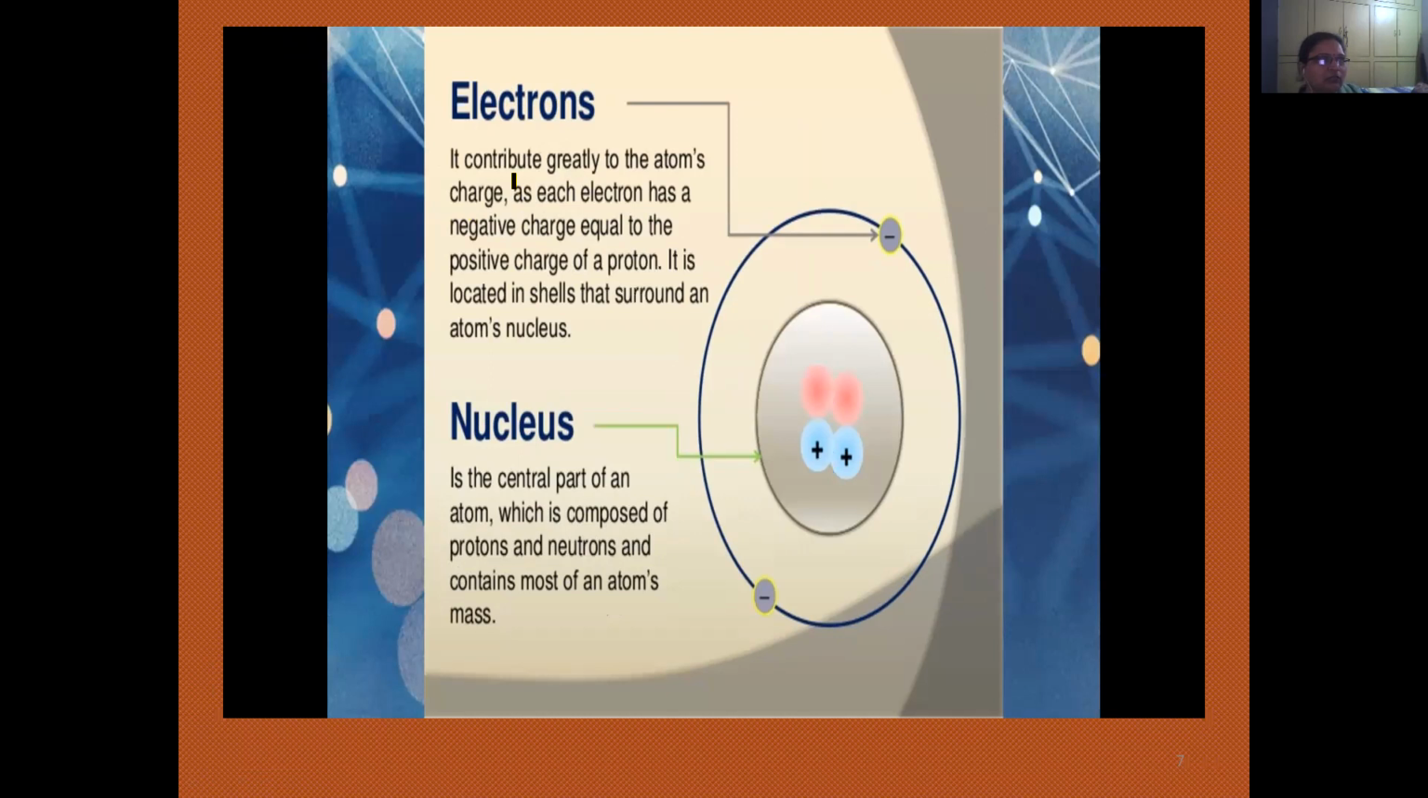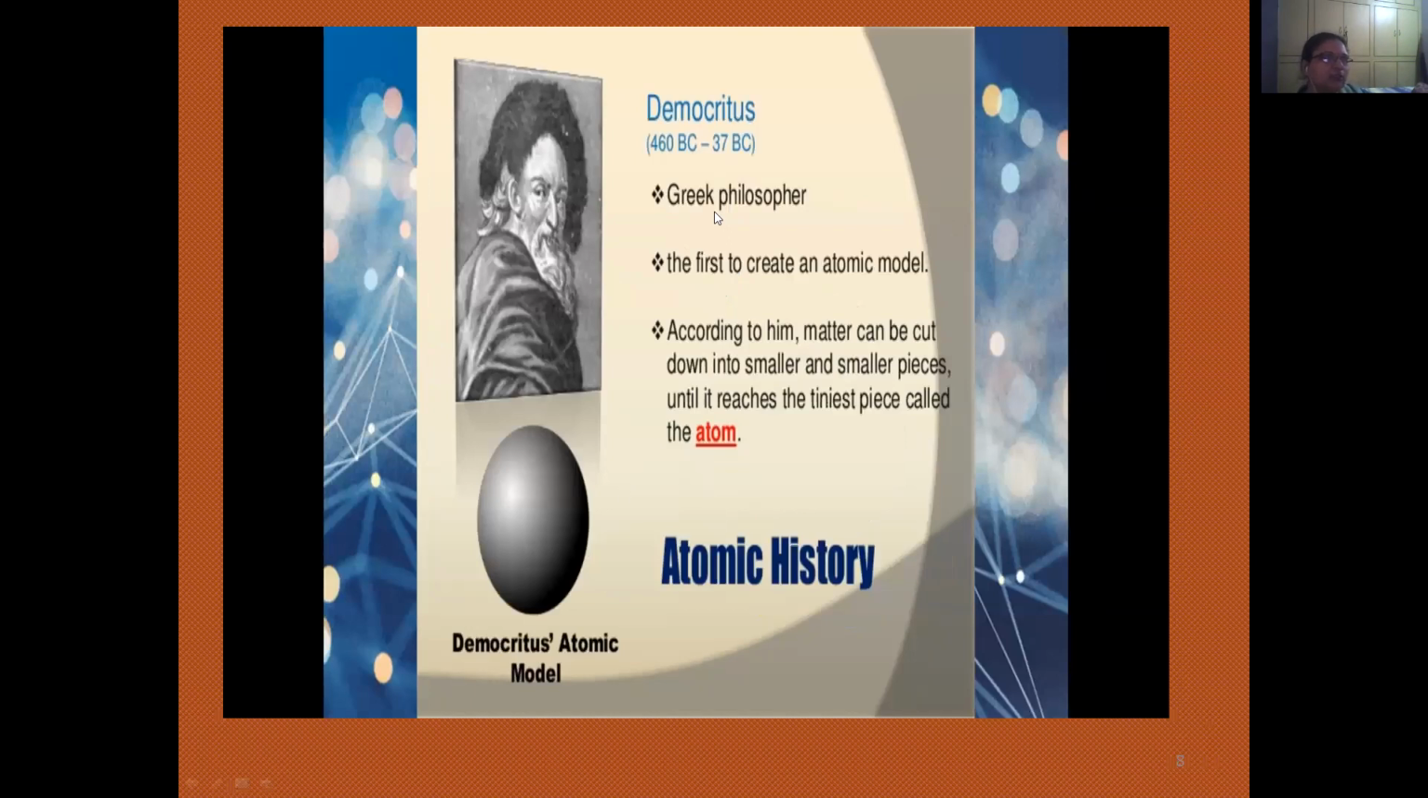Electrons contribute greatly to the atom's charge, as each electron has a negative charge. You can see here it is negative in nature. It is equal to the positive charge of a proton. It is located in shells that surround an atom's nucleus. This part is called the nucleus. It is the central part of an atom, which is composed of protons and neutrons and contains most of an atom's mass.